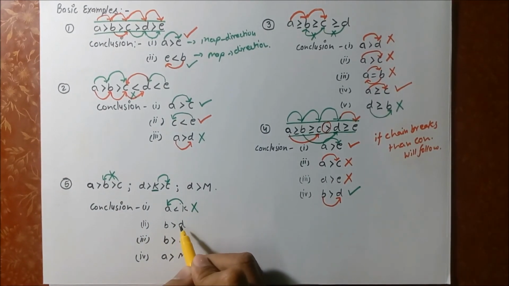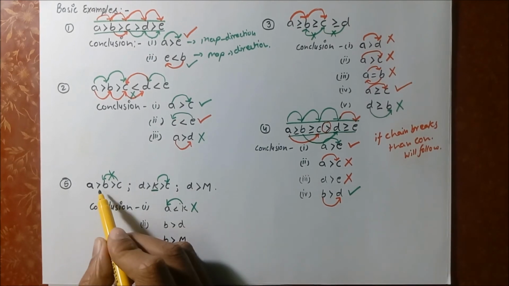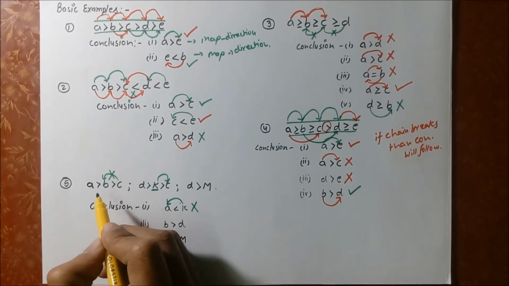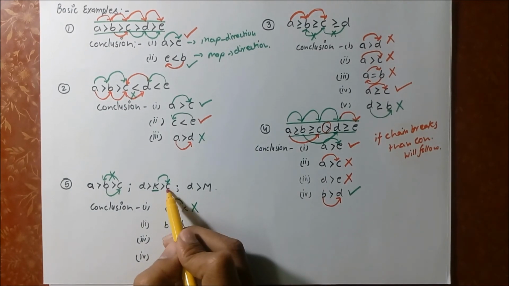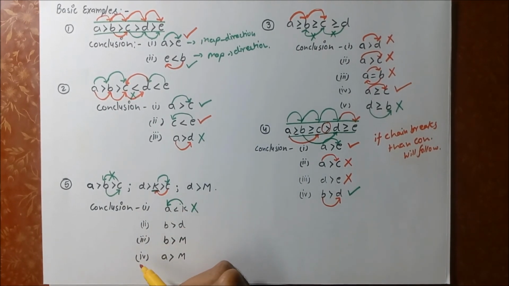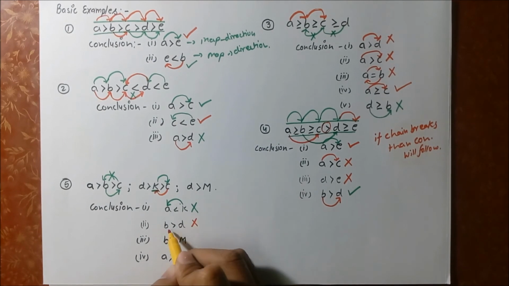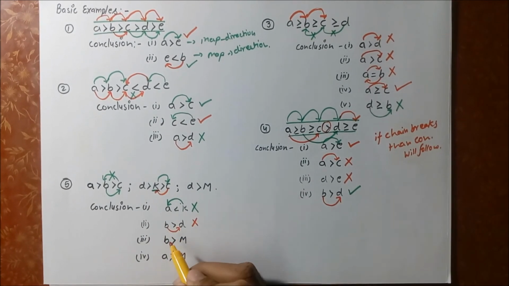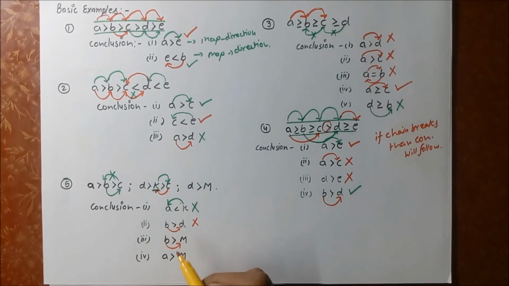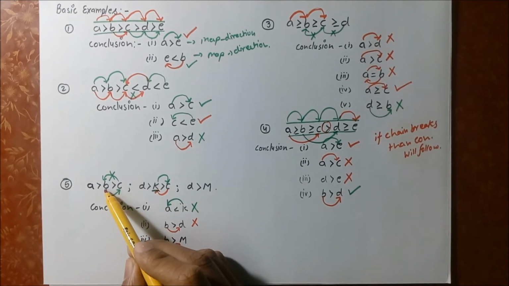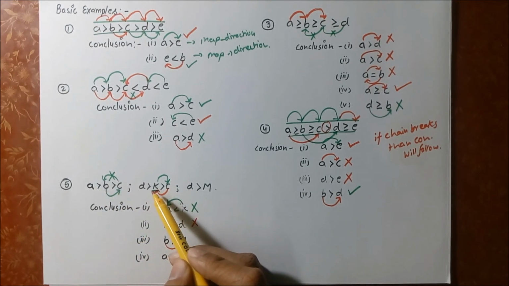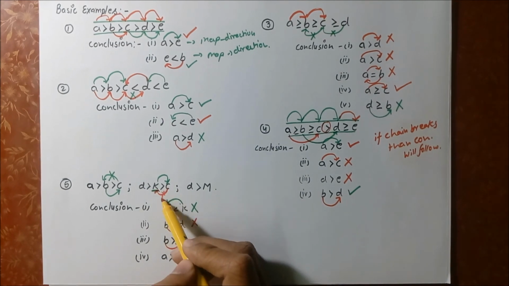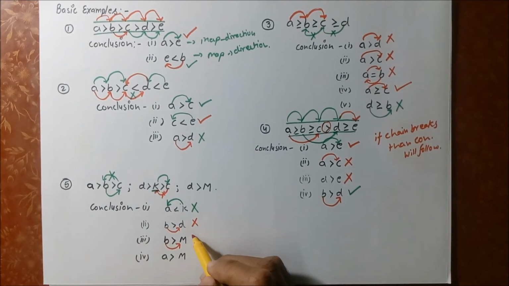The next is B to D. I have to go B to D, right? So B to C I can go, yes. C to K I can go? No, I cannot go, right? So this will also not follow. Now I have to go B to M. B to C I can go, yes. C to K I can go? No, the door is closed, so this will also not follow.